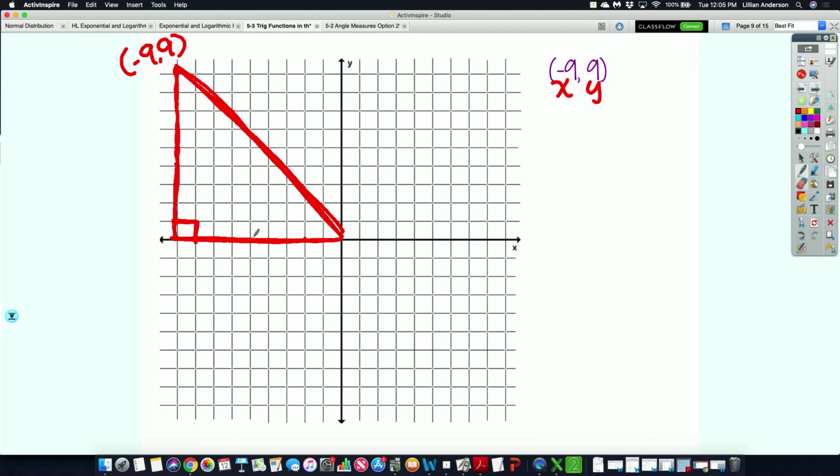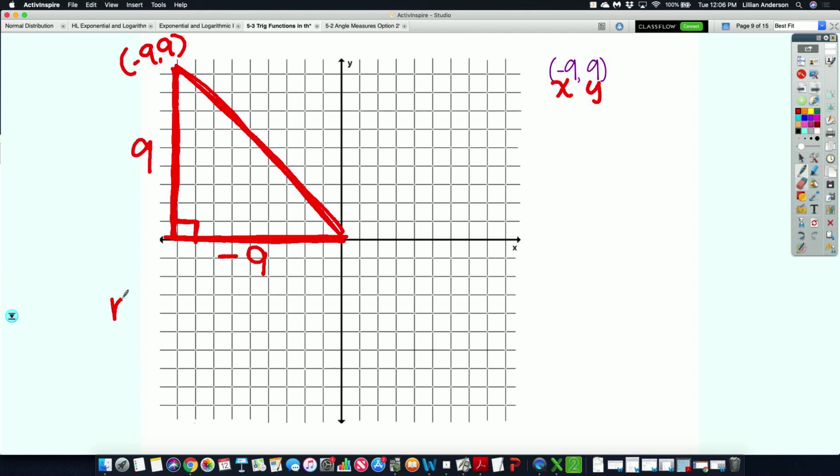This side down at the bottom. How long is this side at the bottom? 9. It is 9, but since we're inside of a coordinate plane and we went 9 to the left, it's actually going to be a negative 9. Yes, the signs do matter. What about your perpendicular side? Positive 9. So then the next step says we have to figure out what is the hypotenuse.